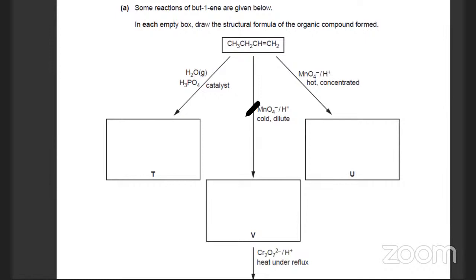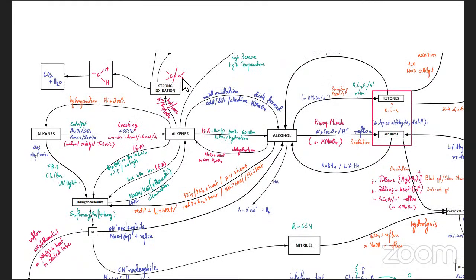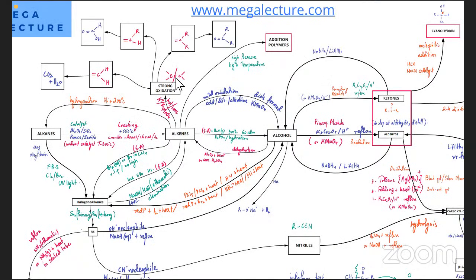Let's move to this one. This one is kind of an easy question. We can try and do this one. First thing, strong oxidation. Remember, hot concentrated KMnO4. So that's strong oxidation. Now, whenever you have strong oxidation, what will happen? The double bond over here, it's going to break.